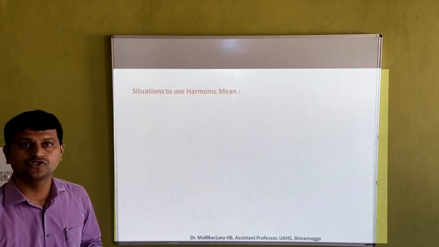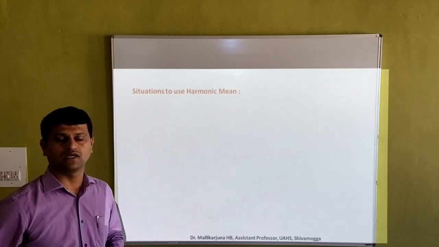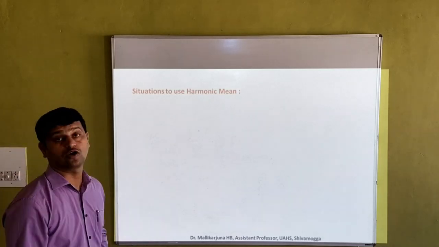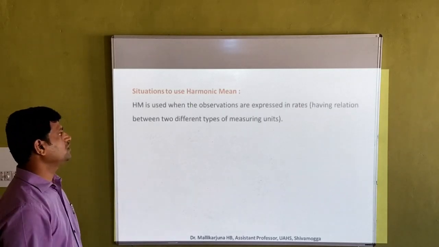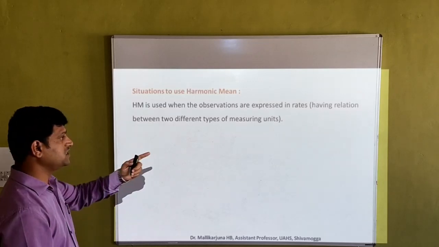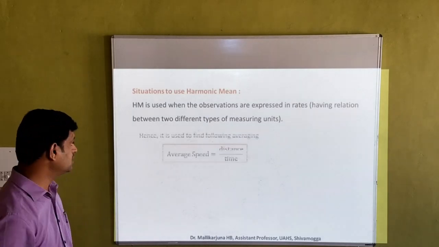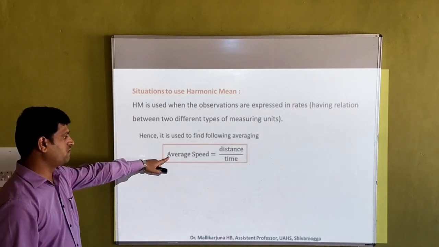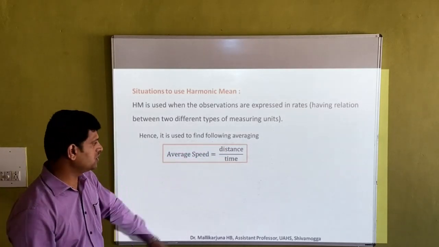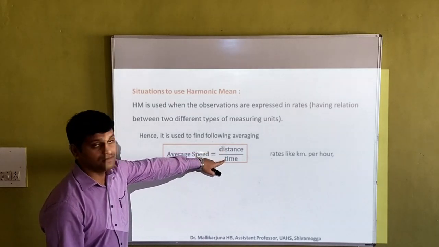Now let us come to the situations to use harmonic mean. Of course, simply to explain, I have taken the simple observations 5, 10, 20, but there are particular situations to use harmonic mean. HM is used when the observations are expressed in rates. Rates means having a relation between two different types of measuring units, like average speed, distance by time. So here the distance is in kilometers and time is per hour.